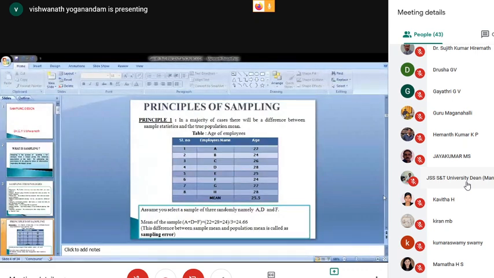In a majority of cases, there will be a difference between the sample statistics and the true population.